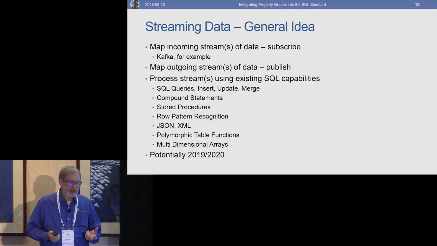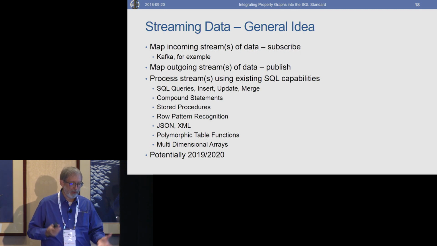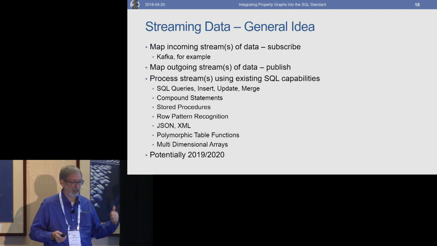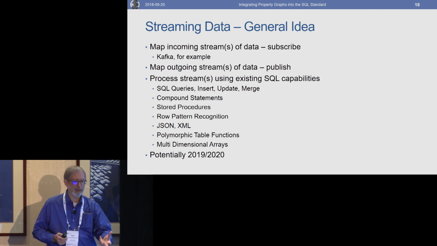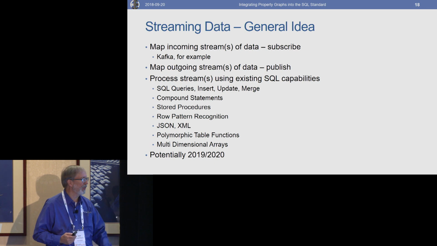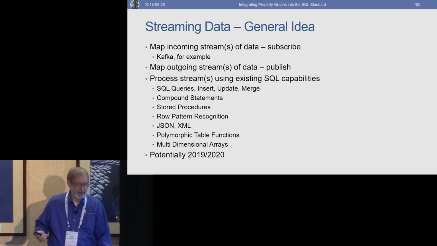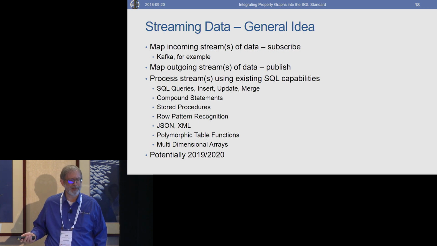or publish data to something. And you could take advantage of all of the capabilities that exist in SQL now, including queries, compound statements, stored procedures, row pattern recognition, JSON, XML, polymorphic table functions, multiple arrays. So the idea is to be able to use all of the capabilities that are now in SQL on data that is coming through continuously. And we're working on that, and potentially 2019, 2020. 2019 is highly optimistic.